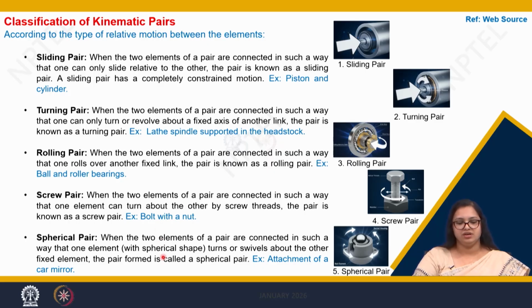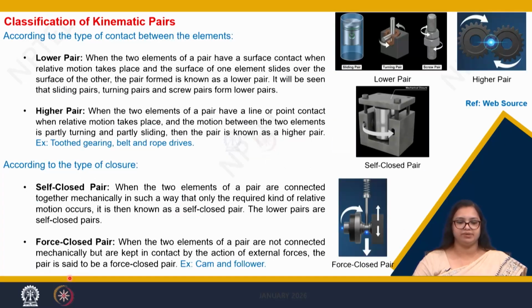The last pair in this category is the spherical pair, in which we have a socket and inside that a ball which moves inside the socket. We call it a spherical pair. Examples are the attachment of a car mirror, or your arm: there is a socket in your shoulder and your arm can move inside the socket, which is a perfect example of a spherical pair.